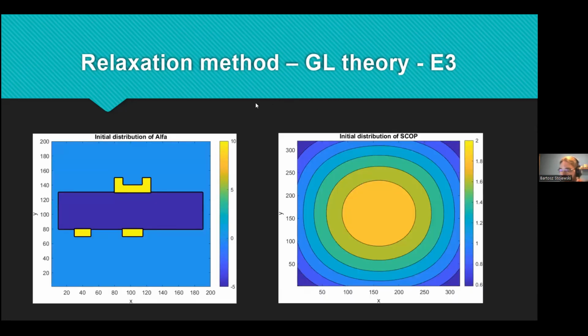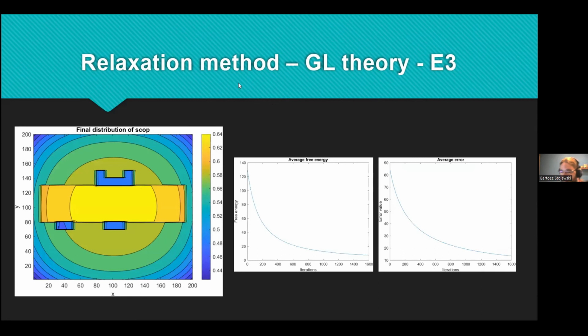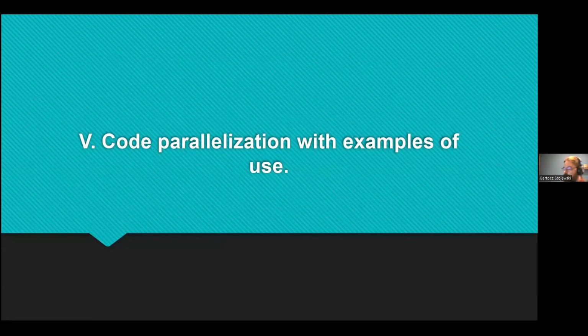Here is another example. Our initial distribution of SCOP is the same as in the previous situation, but we have a different distribution of alpha field. And this is how it looks when we run the simulation. And that concludes the fourth part of my presentation.